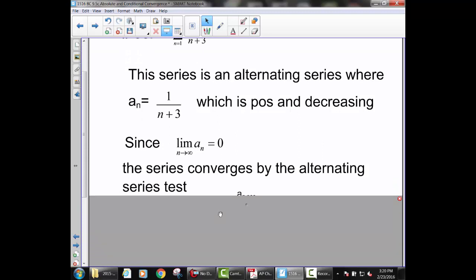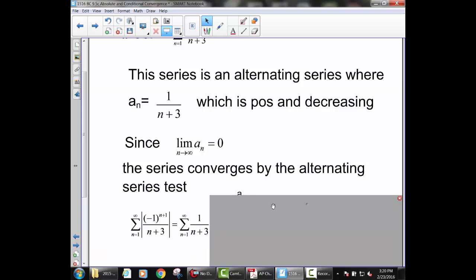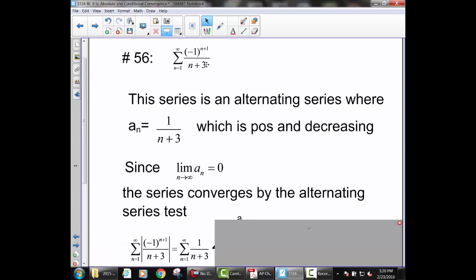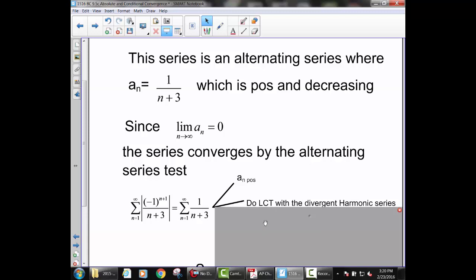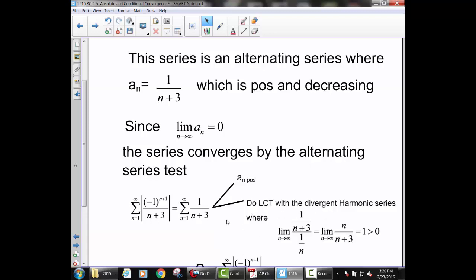So now the question is, is it absolutely convergent or conditionally convergent? So what you're going to do is take the absolute value of the original series, of the original an. That's going to make the (-1) disappear. And now I'm going to use a limit comparison test on this one, okay?